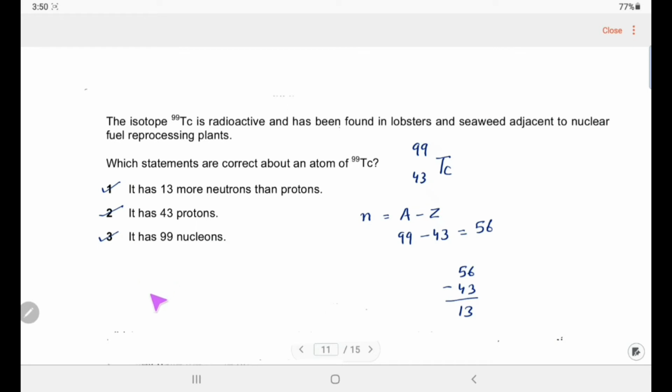So you have to choose. You will be given choices A, B, C, and D, in which 1 and 2 are correct, 1 is only correct, etc. So you will choose that choice in which 1, 2, and 3 are all correct.